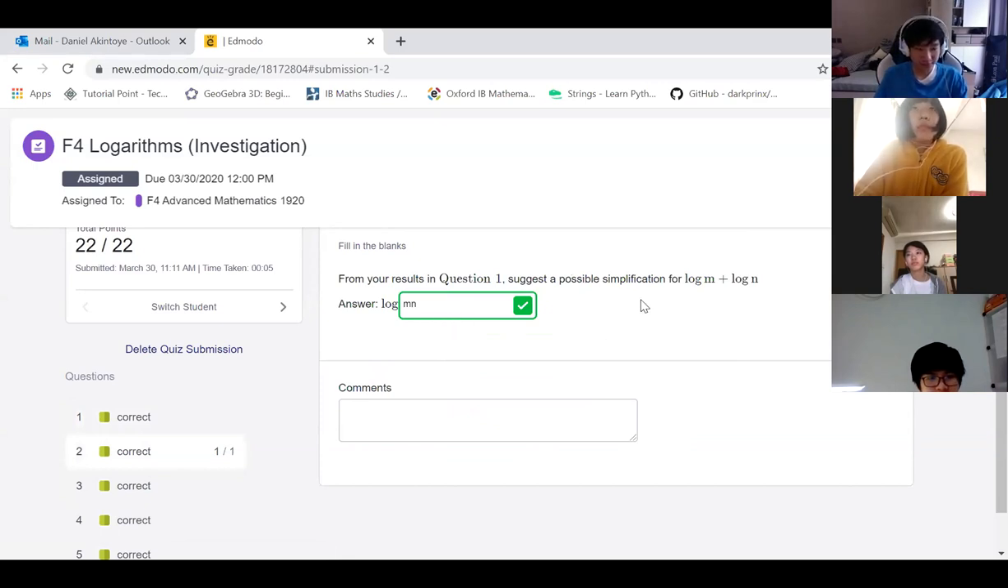So for question one, what is the simplification for log m plus log n? It is log mn. Okay, everyone? Can I get some response?